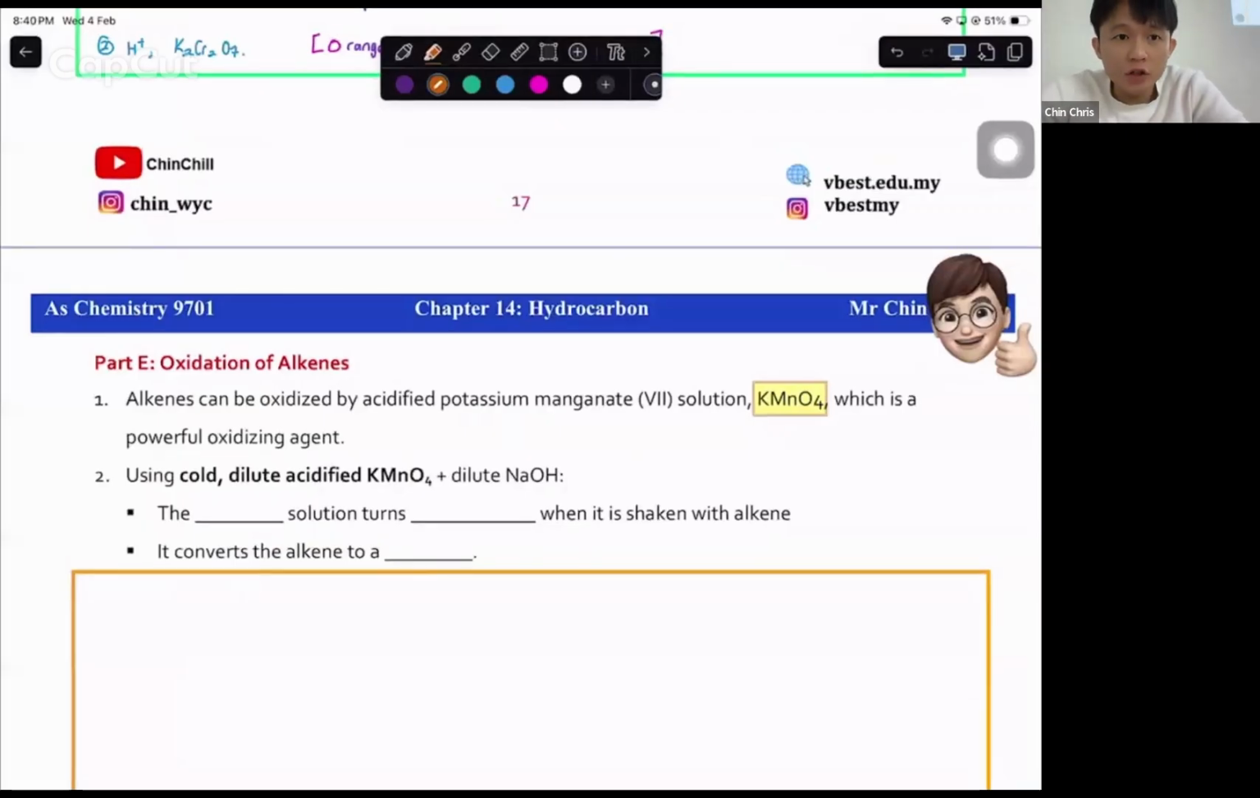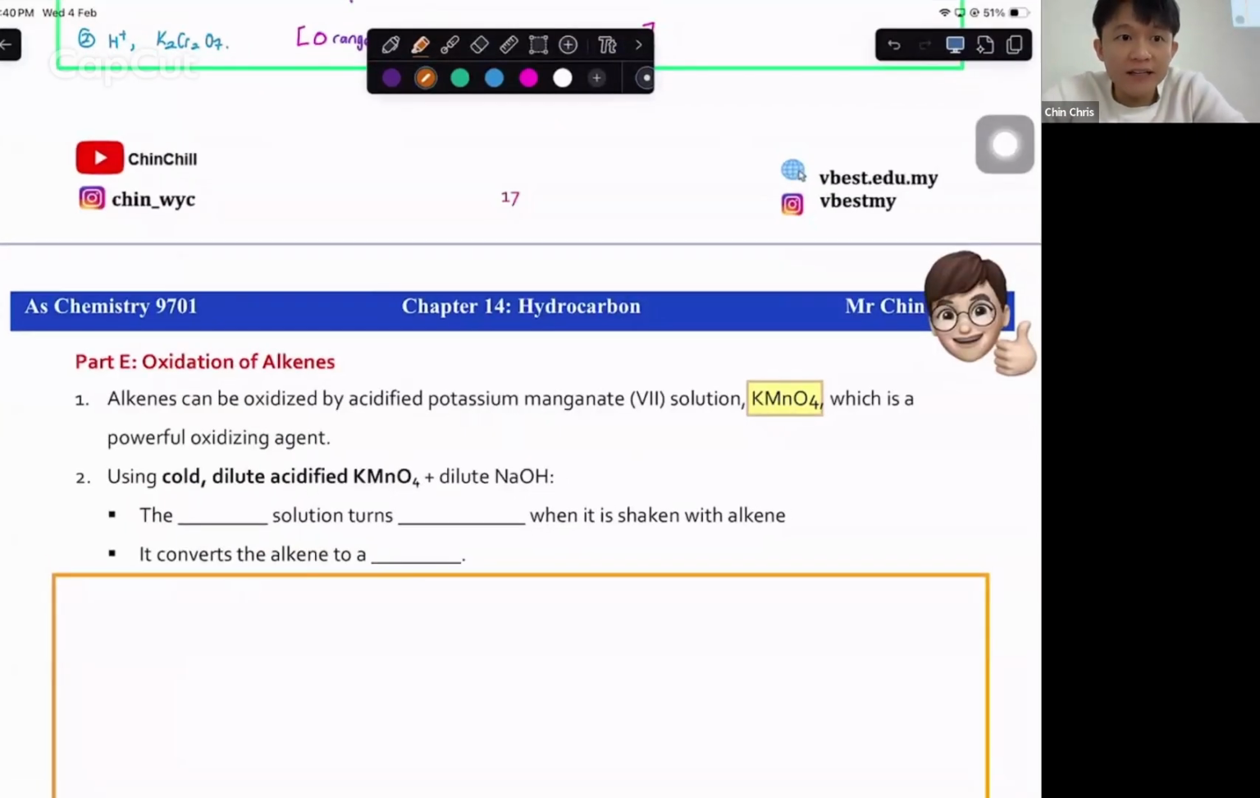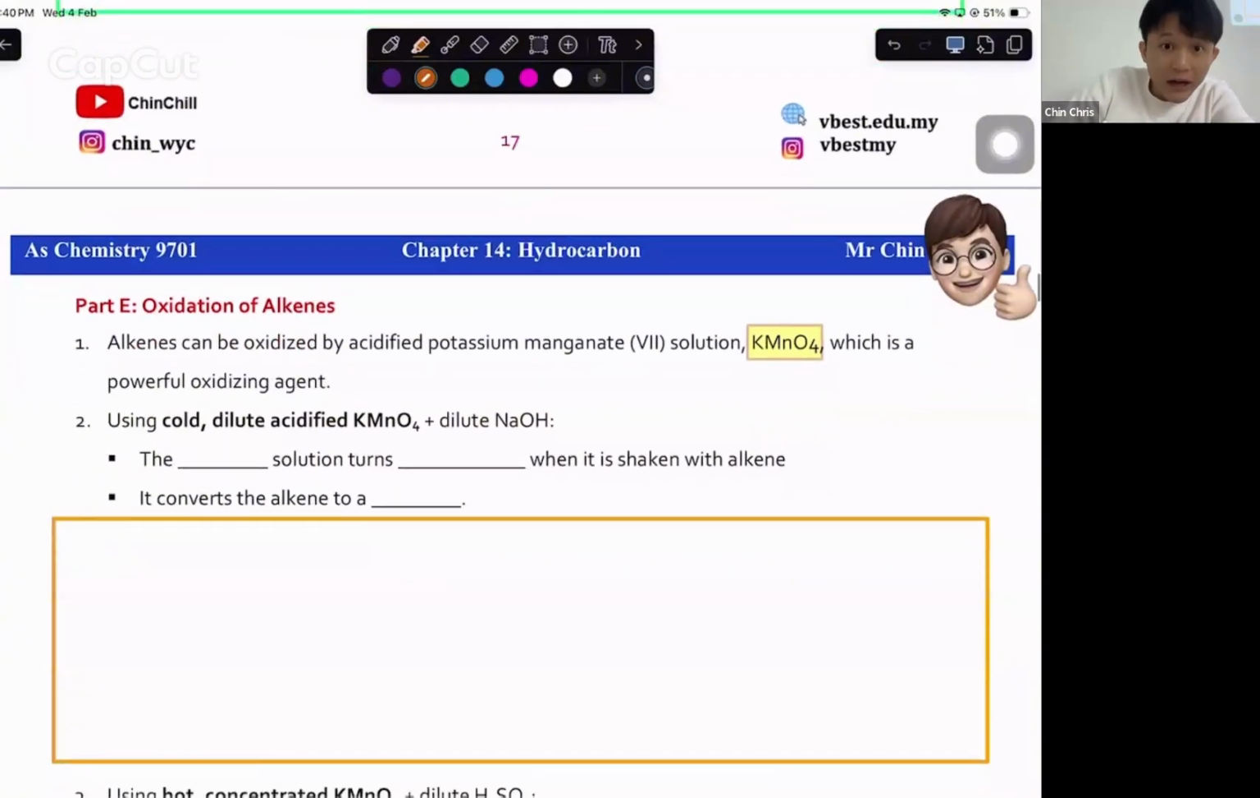All right, guys. Now let's look at it. We have two different conditions. The first condition that we have is cold dilute KMnO4. Highlight the word cold, highlight the word dilute. Cold dilute acidified KMnO4. So the keywords are dilute and acidified.